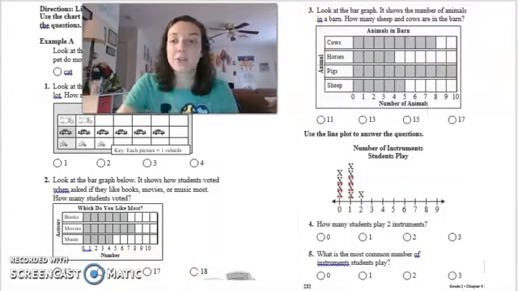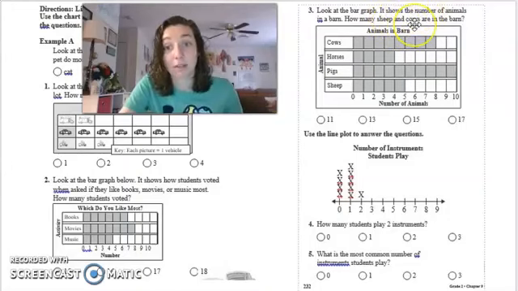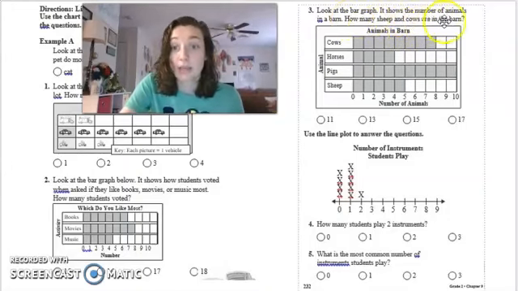All right, number 3. Look at the bar graph. It shows the number of animals in a barn. How many sheep and cows are in the barn? Okay, so we want to look at sheep and cows, and remember that means we're adding together, since they're in the barn together.